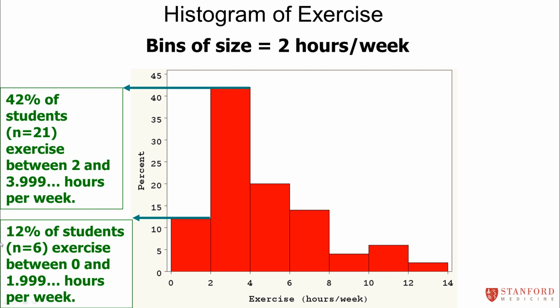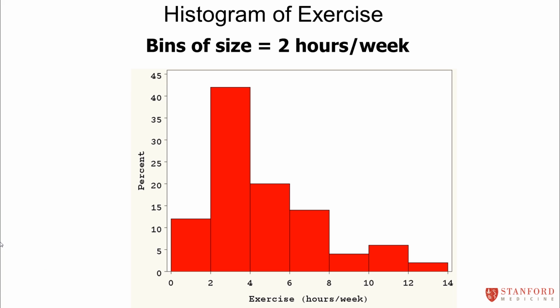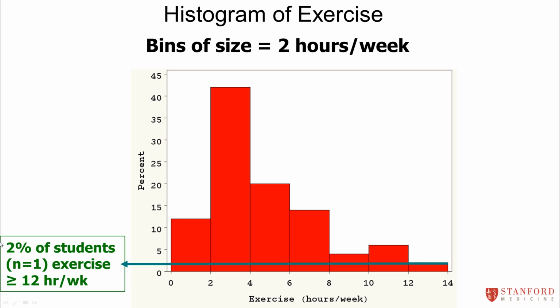So you'd read the next bin, which is obviously the highest, that bar has the highest height, as 42%, so that's 21 students. 42% of my students exercise somewhere between 2 and just up to, but not including 4 hours per week. And you can read across all the bars in the same way. I'll just read the very last one here for you. So it turns out that there was one student, 2%, who exercised exactly 12 hours per week.